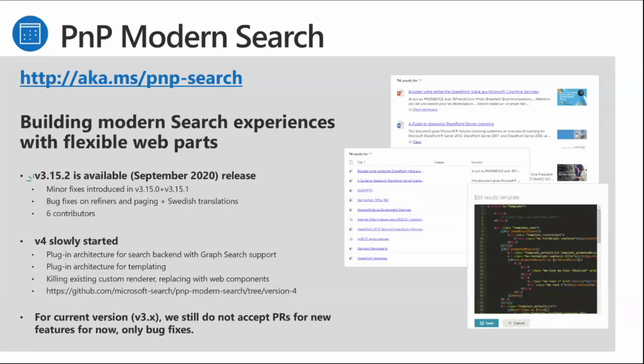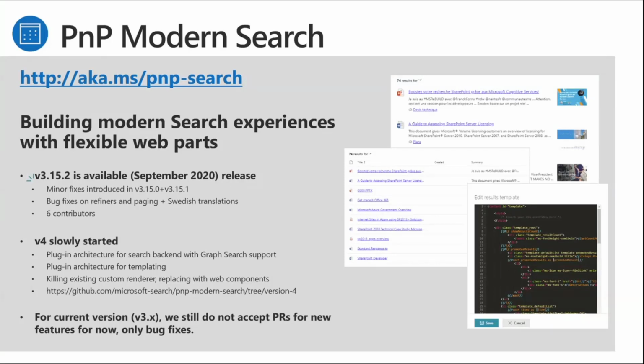And V4 is slowly getting started. We've had a little bit of back and forth on how that design is going to go. So very excited to see the work moving forward there. We're going to have a plugin style architecture for templating and a search backend with graph search support. So that's an important addition there to get onto the Microsoft Graph. And then killing some existing custom renderers and replacing them with web components.